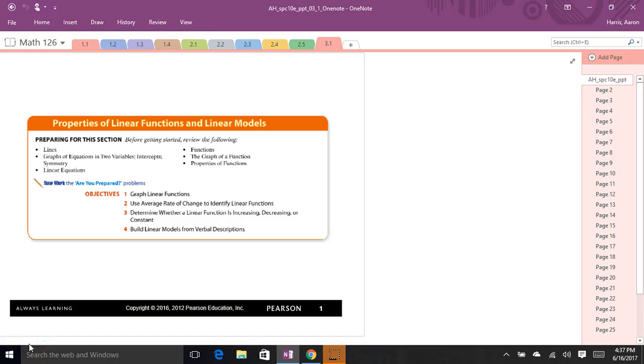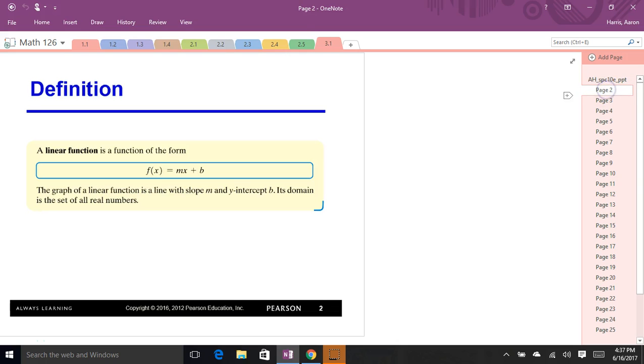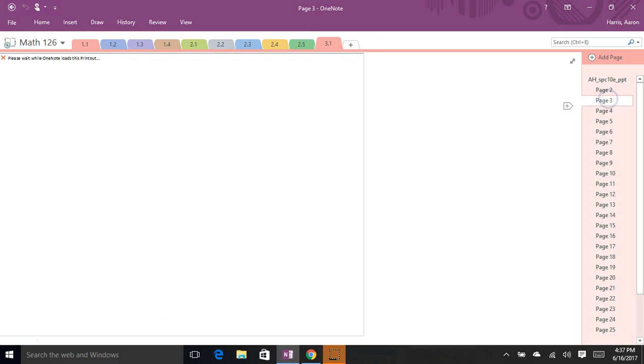This is section 3.1, properties of linear functions and linear models. There's your objectives there. We'll talk about, first of all, a linear function: any function of the form y equals mx plus b. Of course, your m is your slope, your b is your y-intercept. Just kind of reviewing this.